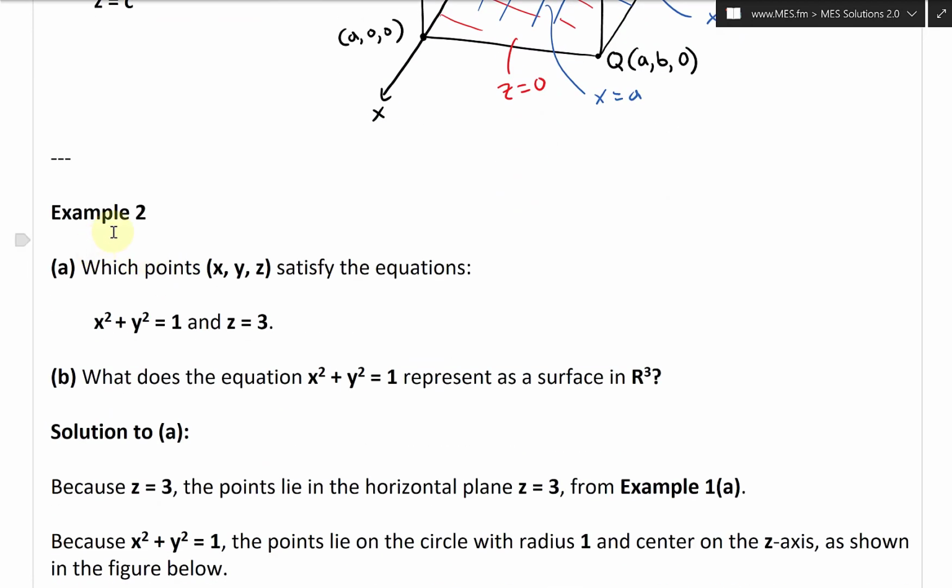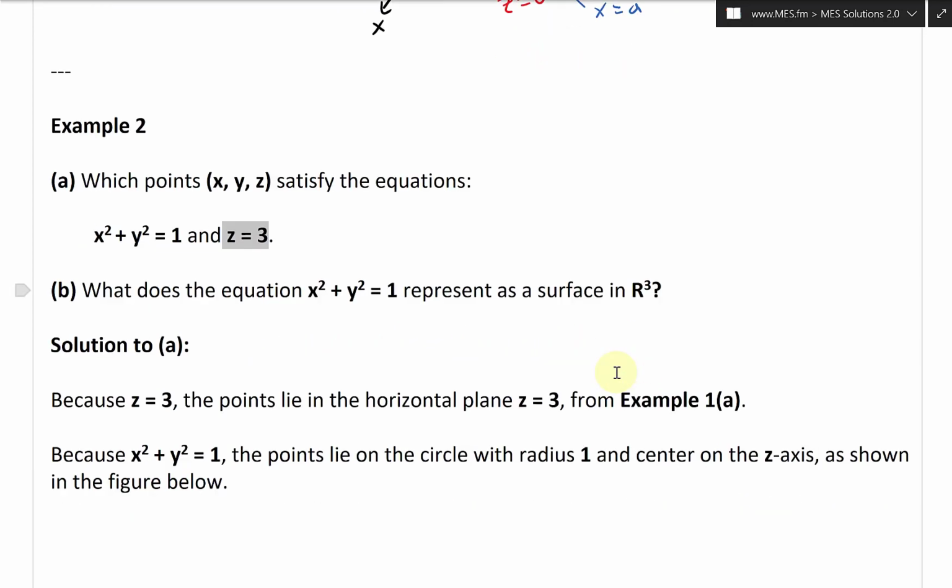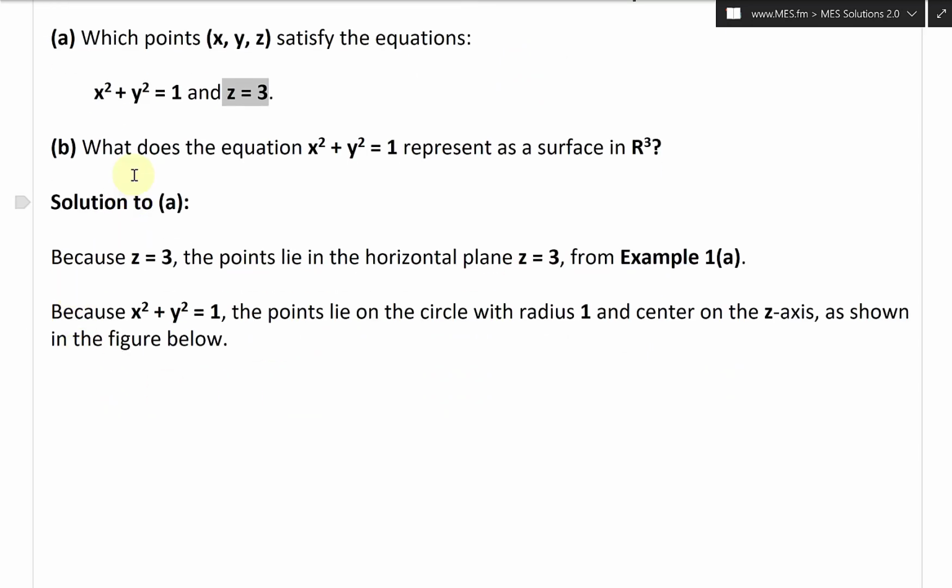Now look at example 2, and this one has 2 parts, part A and B. Part A states: which points x, y, and z satisfy the equations x squared plus y squared equals 1 and z equals 3. And part B says: what does the equation x squared plus y squared equals 1 represent as a surface in R3? All right, so let's take a look at the solution to part A first.